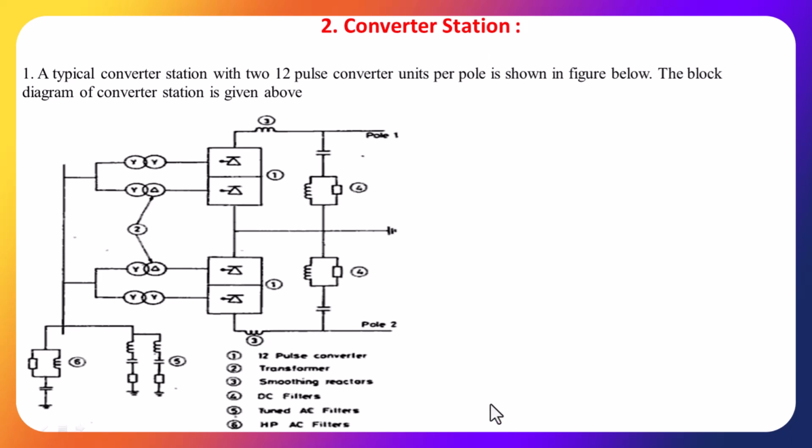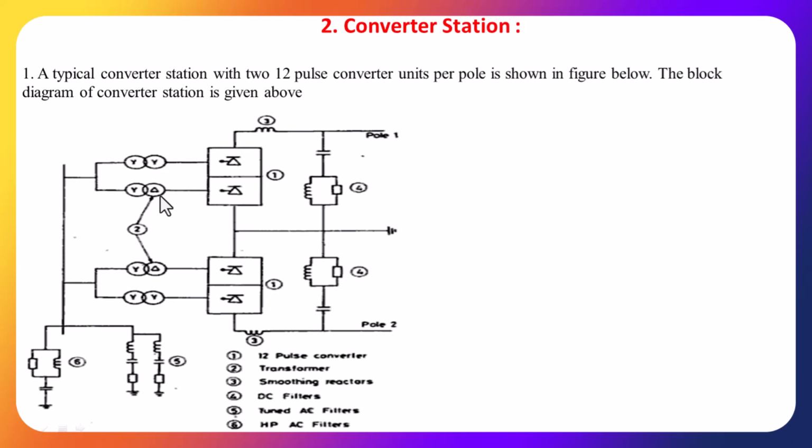Here we have seen the two 12 pulse units per pole. This is one pole. At this pole, we are using a 12 pulse converter. This is a 6 pulse converter, and this is a 6 pulse converter. Both are connected in series, which gives the 12 pulse converter. This is the smoothing inductor. This is the DC filter.